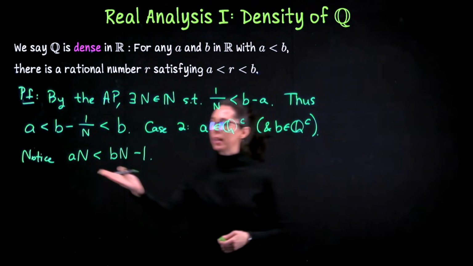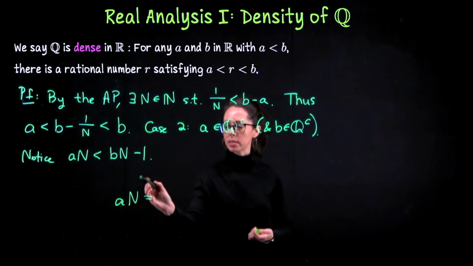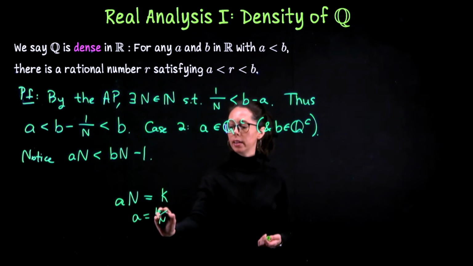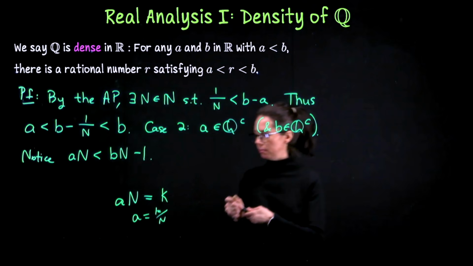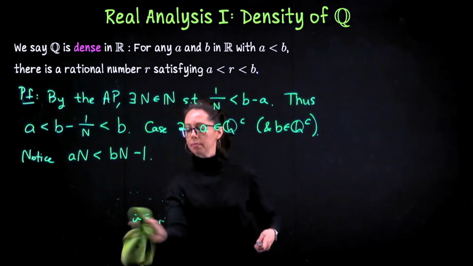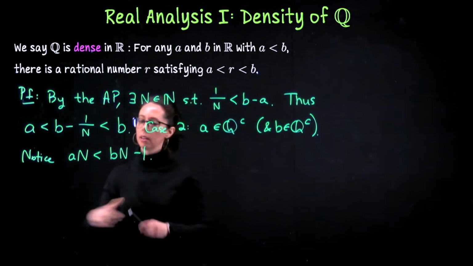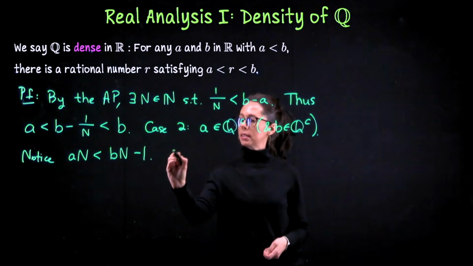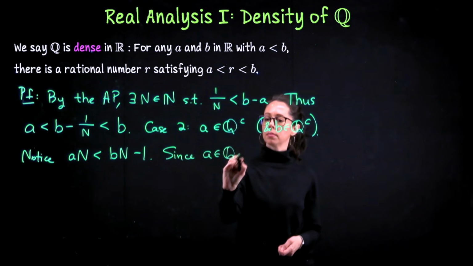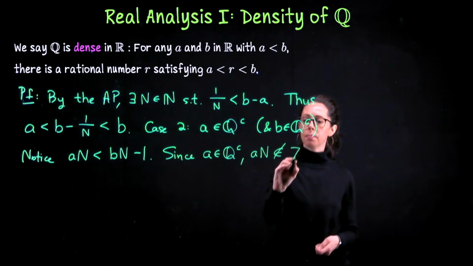A times capital N is not an integer, because if it was, let's say it was some integer k, then I could write A is k over N, and that would be a rational number. So AN is not an integer. Since A is irrational, AN is not an integer.